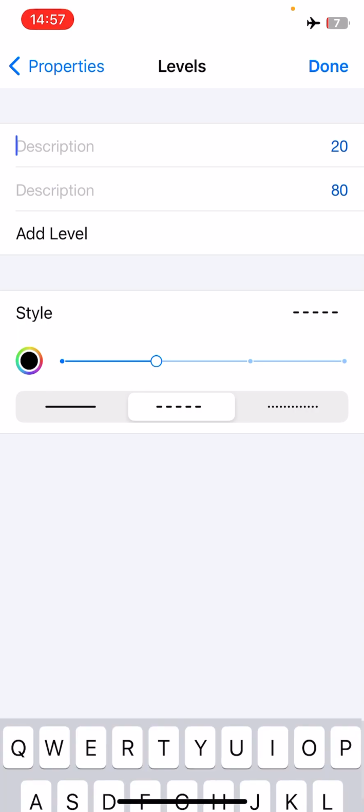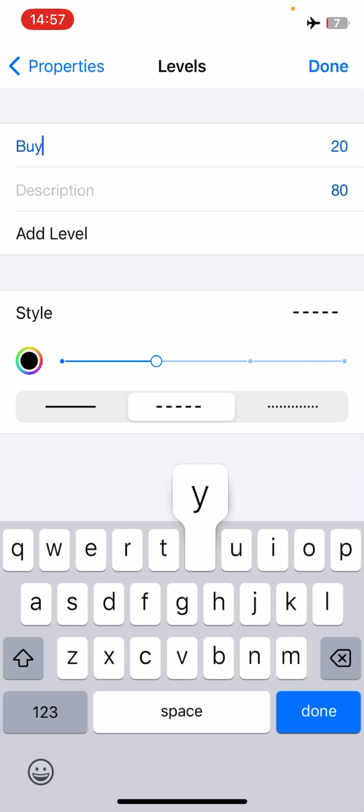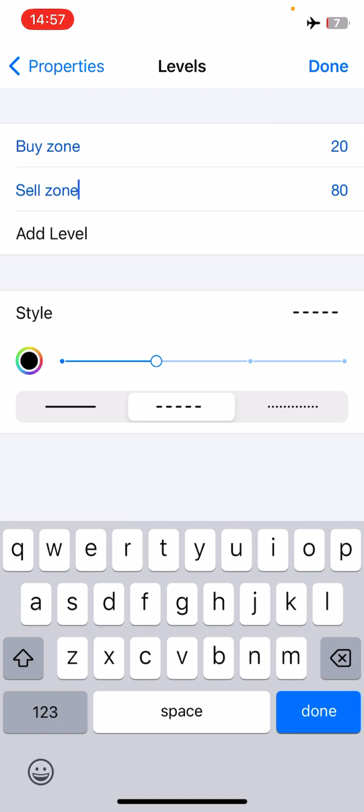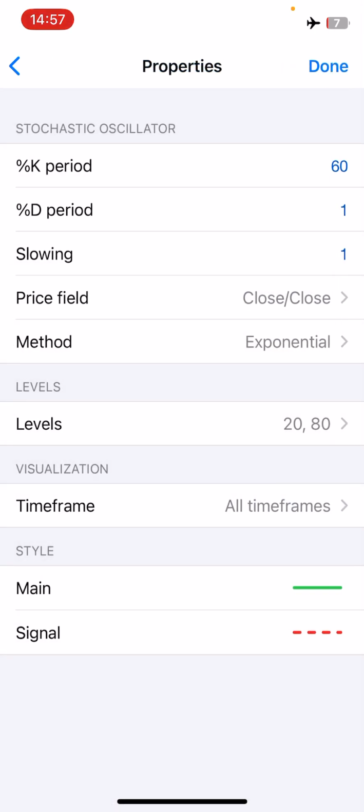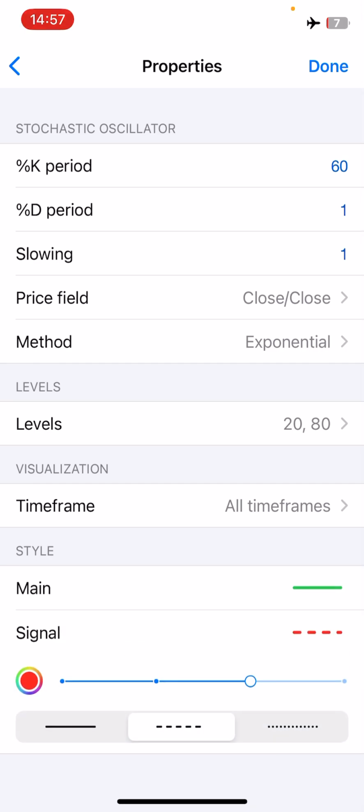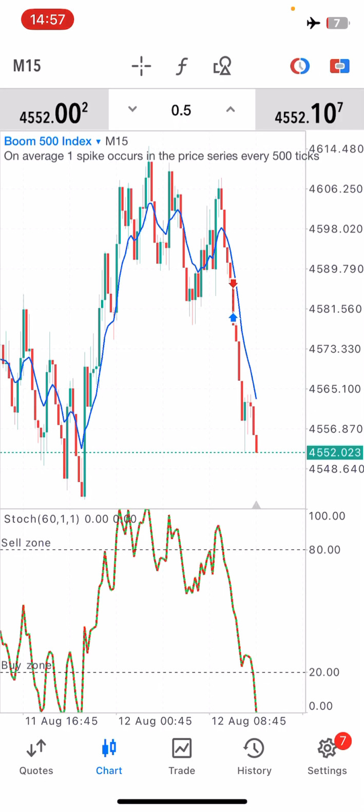Let me just quickly edit these levels so that they make sense to you. This is going to be a buy zone, this is going to be a sell zone. If you click done, you go back to the other properties. I have set my main color to be green and my signal color to be red. Like I said, try and make sure you have the same colors that I do have. If I click done, you can see that I now have my stochastic oscillator added down there with all my levels and the indicator itself, which is good.